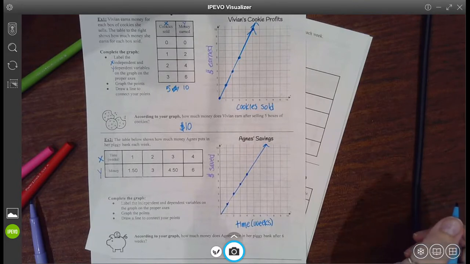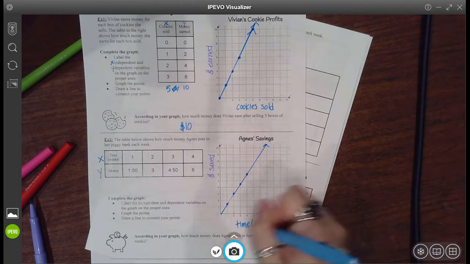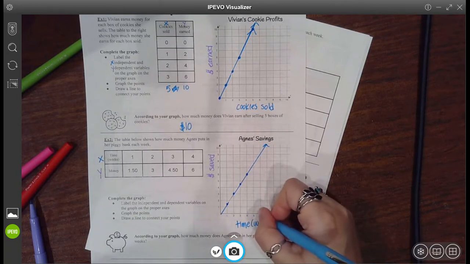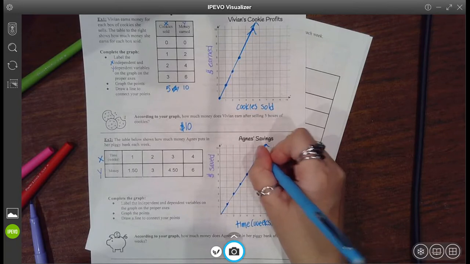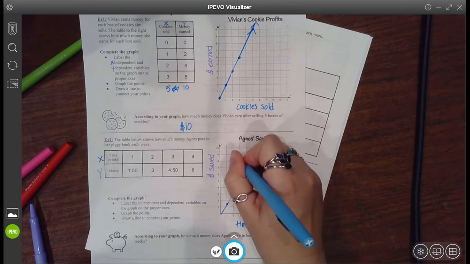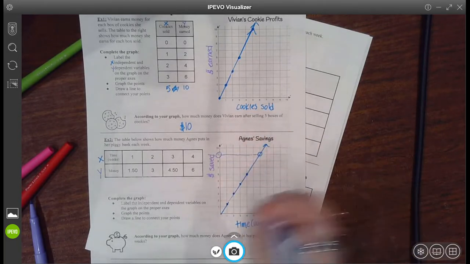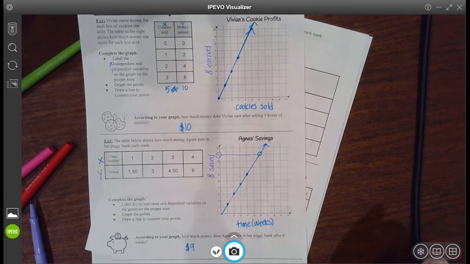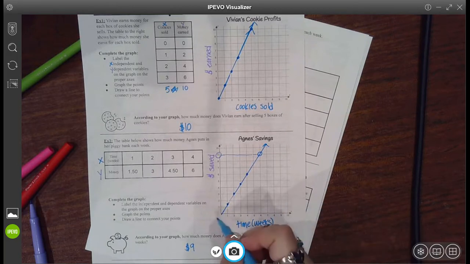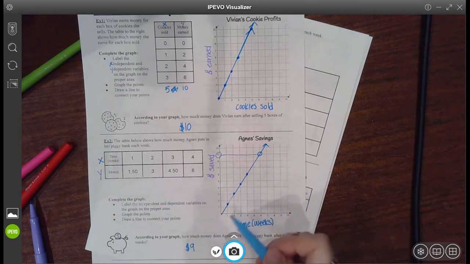Okay. It says, according to your graph, how much money does Agnes have in her piggy bank after 6 weeks? So this is the axis with weeks. So at 6 weeks, find 6 weeks. Go up to your graph. That's right here. So go over to the y-axis. And how much money is that? $9. Isn't that nice that you can use your graph to figure out answers? Once you plotted these points that were given to you, then it's going to follow the same pattern.